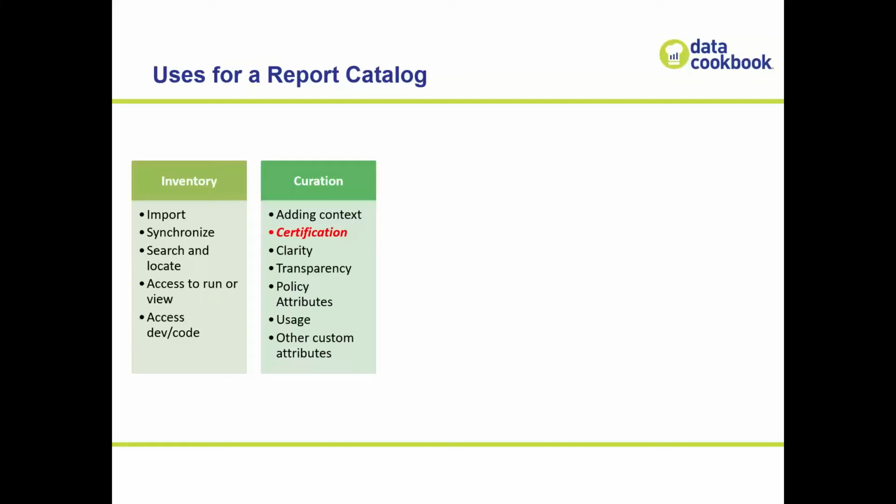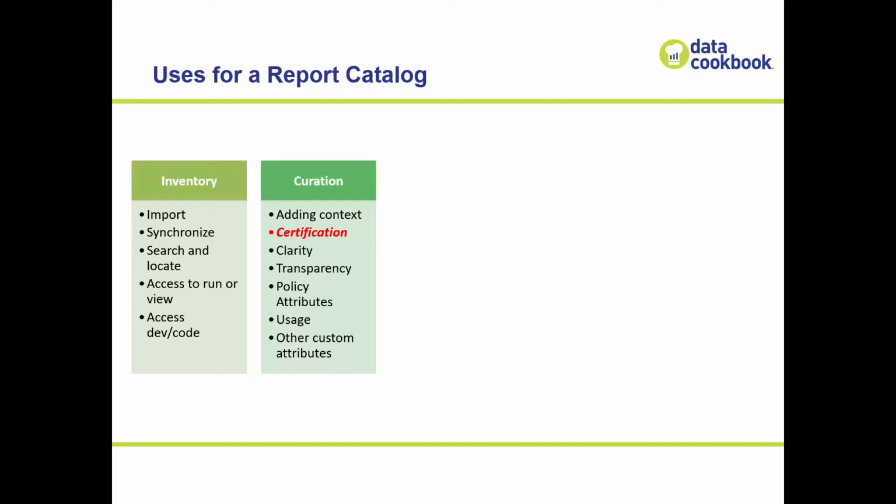The next step is the curation of those reports. The inventory is just bringing in that raw information. But once you know about the existence of a report, now you can add additional context or certification information, like, this is an approved or valid or trusted report. Provide clarity, provide transparency, the purpose, the description. The context is like, why does this exist? What was it built for? What sort of situations do you use it in?